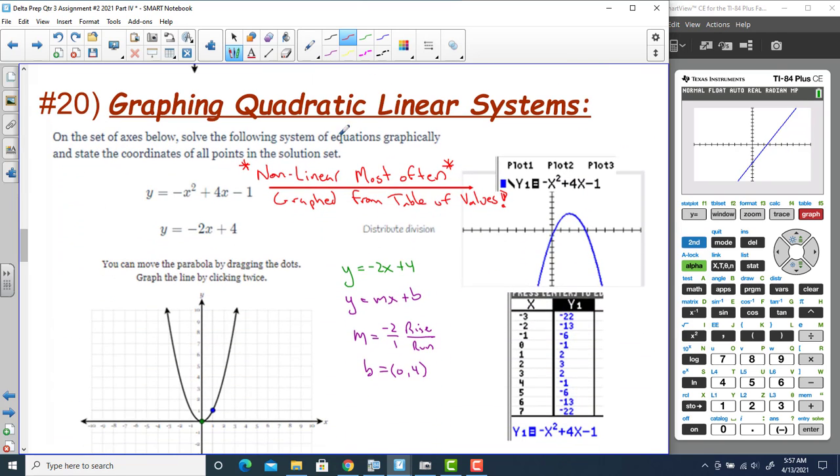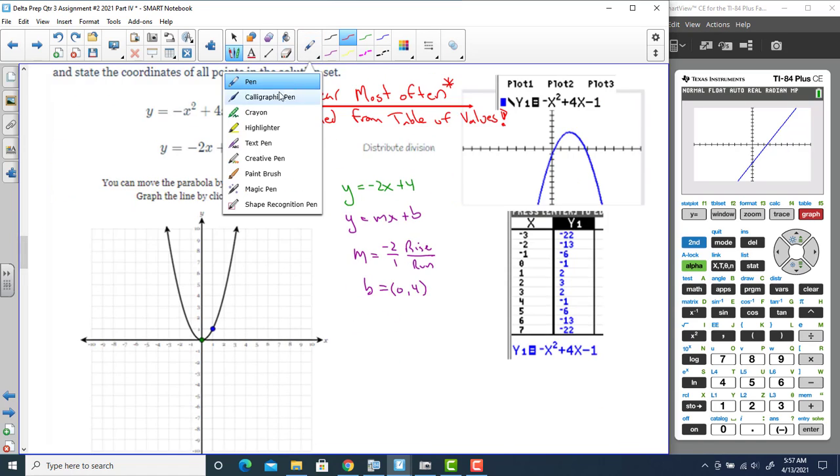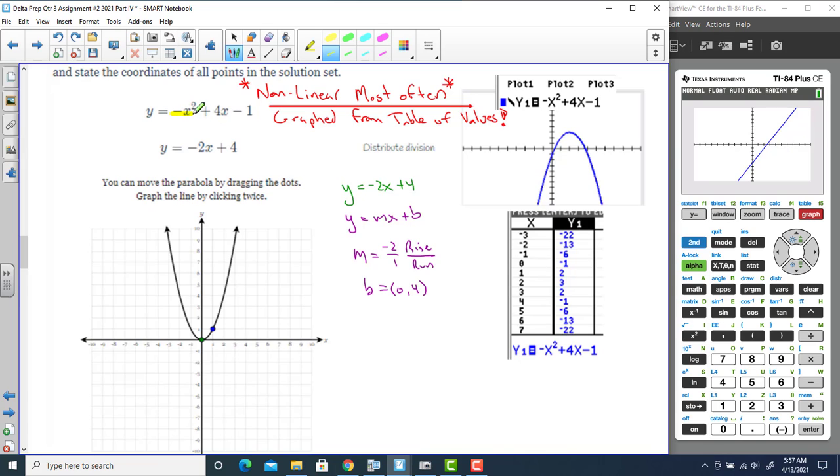For the next skill, graphing quadratic and linear systems, system means more than one, and because we're talking about a quadratic and a linear, we're going to have two separate relationships here. We're going to have a quadratic, a parabola, and a linear straight line on the same graph, and the solution to a system is going to be where they intersect. In order to graph these relationships, they're going to be giving you each of them algebraically. And it's important to understand that when you work with the quadratic, the x-squared relationship, nonlinears are most often graphed from a table of values.